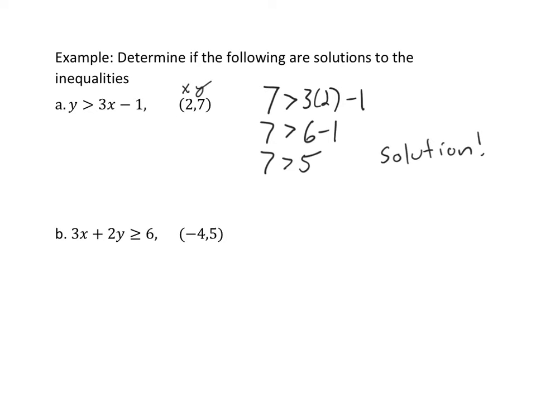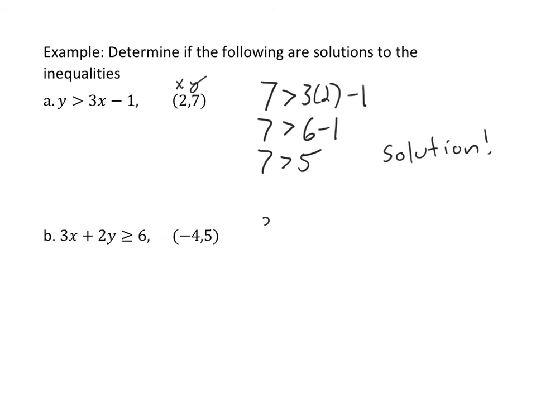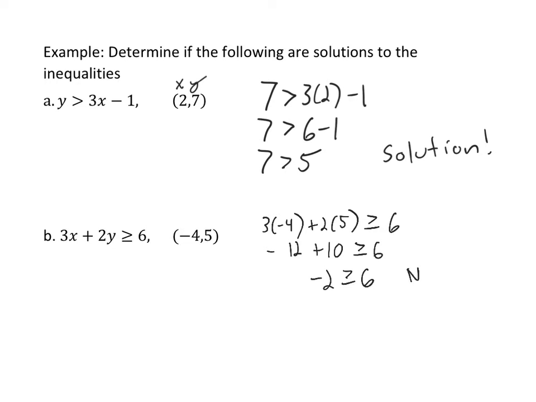Let's try this one, (-4, 5). We want to plug that into 3x plus 2y should be greater than or equal to 6. So 3 times -4 plus 2 times 5 should be greater than or equal to 6. That's -12 plus 10 should be greater than or equal to 6. -2 greater than or equal to 6. -2 is not greater than or equal to 6, so that point is not a solution.